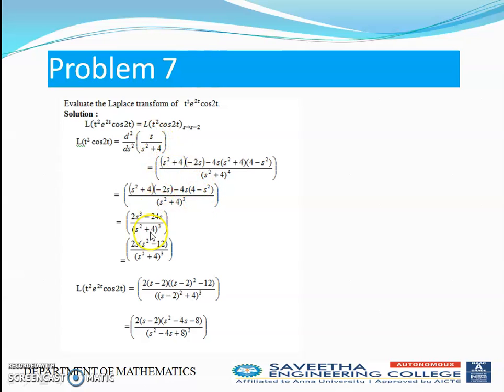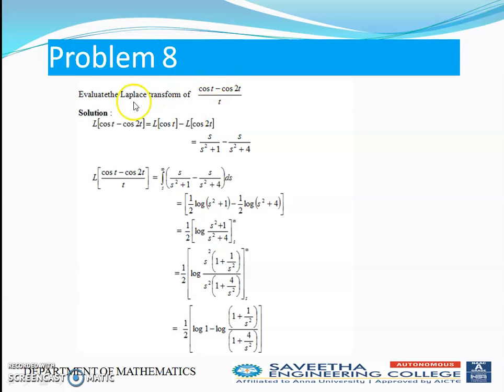After the simplifications by u by v form, the final answer we get is 2s into (s squared minus 12) divided by (s squared plus 4) whole cubed. Then we replace s goes to s minus 2, finally using the first shifting theorem. Simplifying this we get the final required answer. So this is a very important one. First we use the shifting theorem, then we differentiate with respect to s.